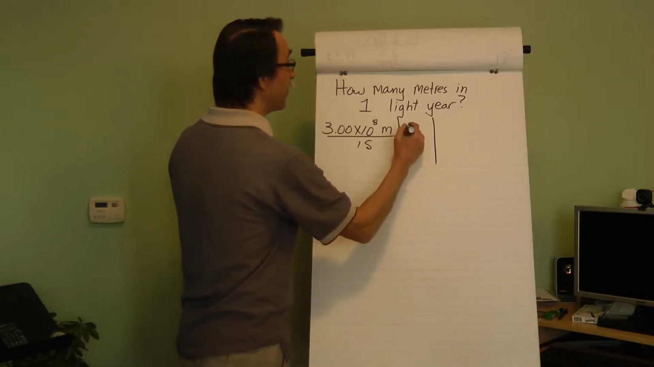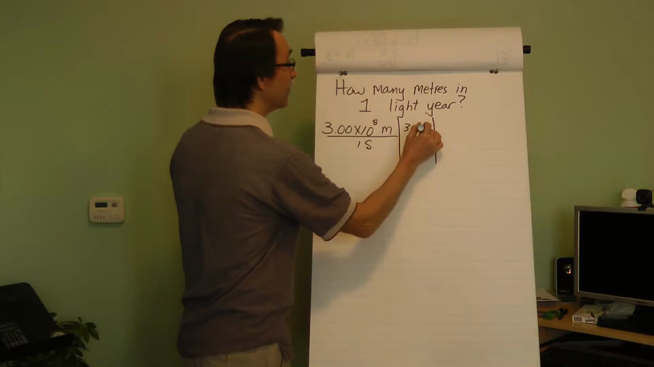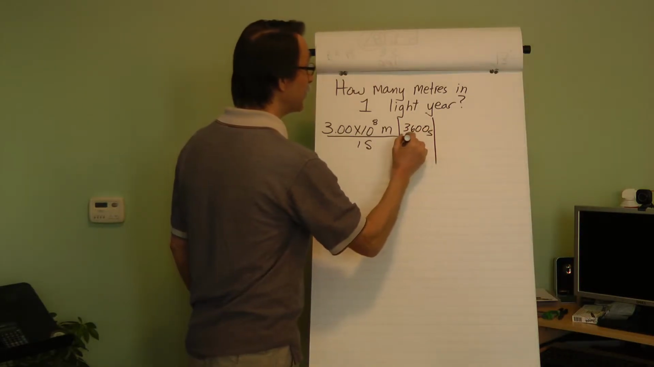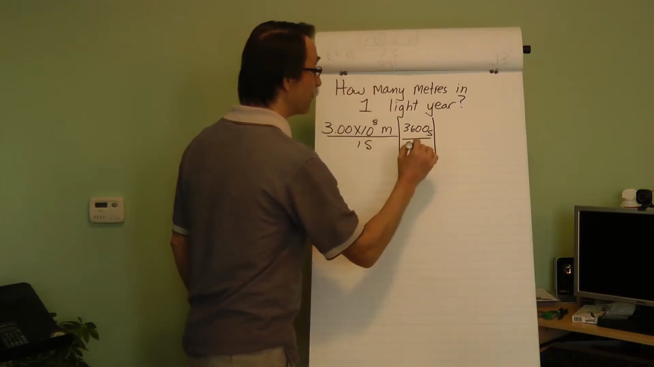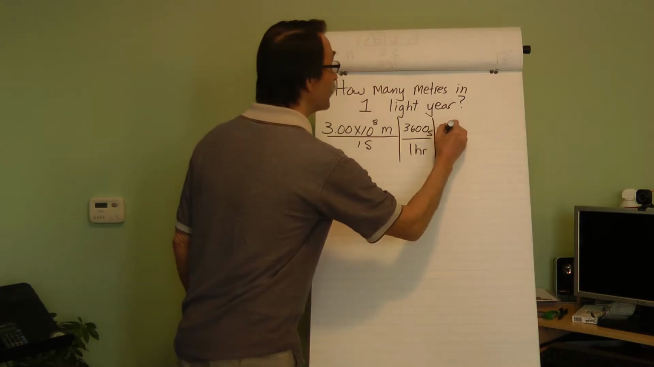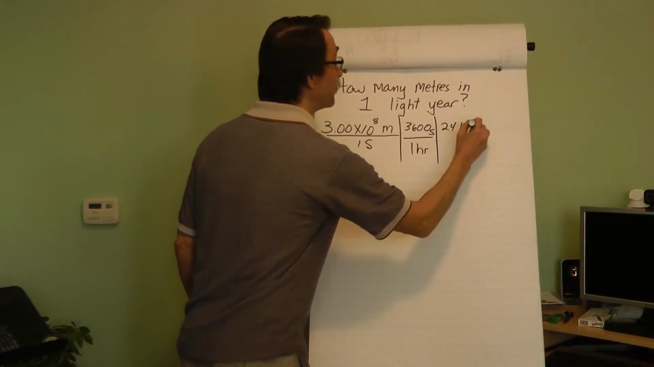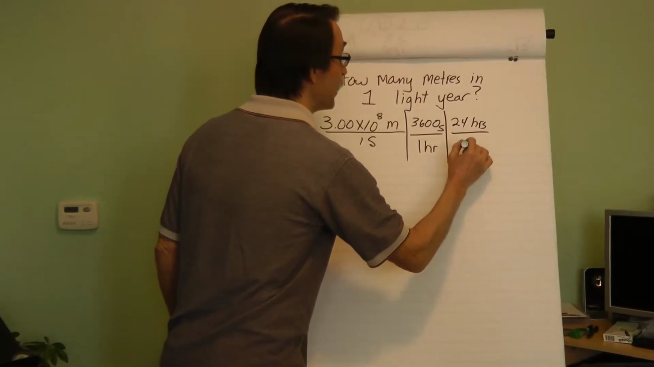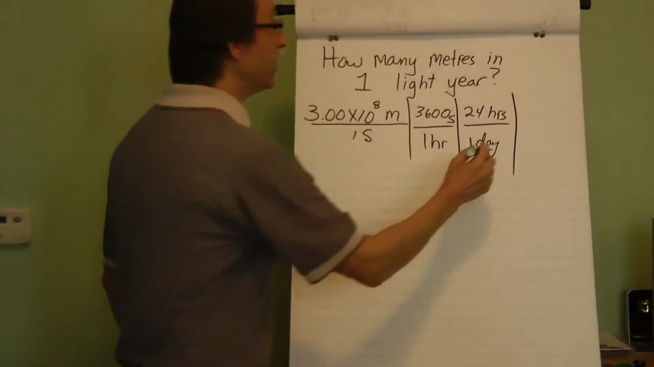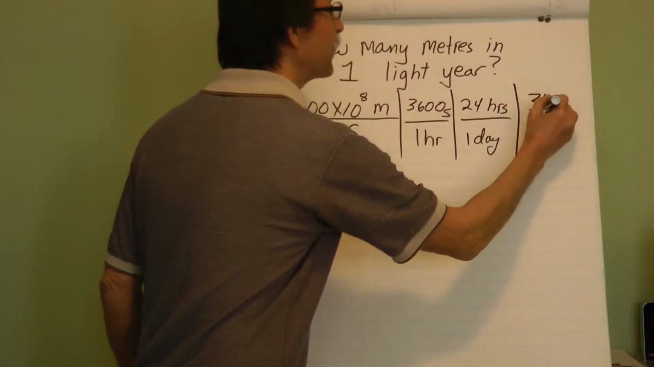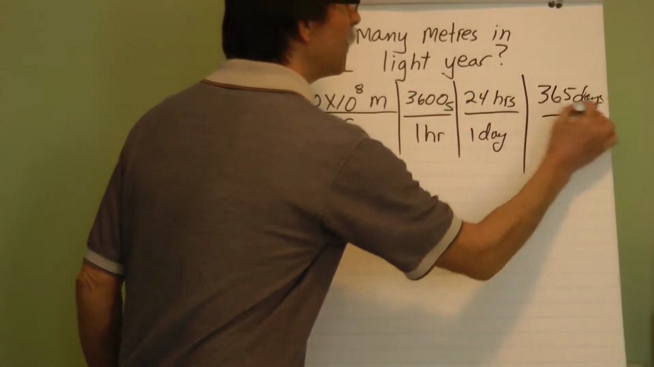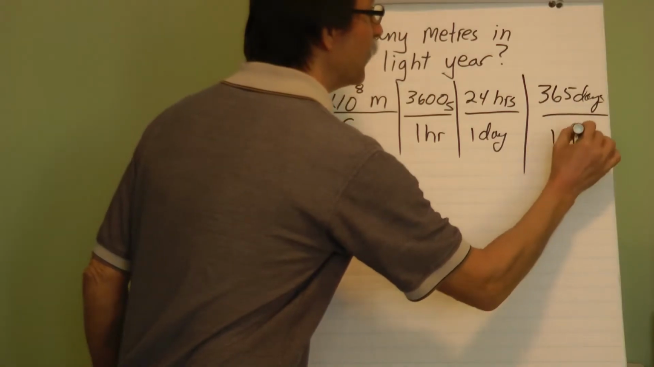We know that there are 3,600 seconds in 1 hour. We know there are 24 hours in 1 day. And finally, we know there are 365 days in 1 year.